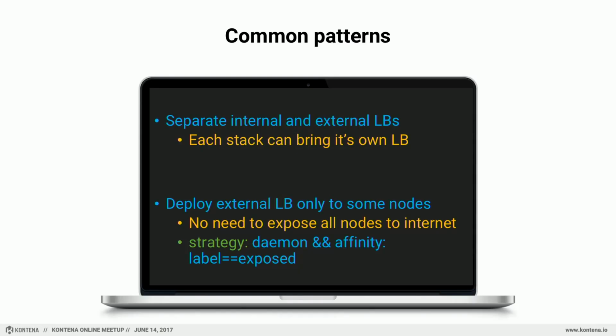Also, as the load balancer is just another service, it of course uses the deployment strategies and affinity rules. So for example, I could run the load balancer with the daemon strategy, which makes Kontena deploy the load balancer to each of the nodes. But then if I also specify affinity rules to follow the label exposed, it means that there is always going to be one instance of the load balancer running on all the nodes that are labeled as exposed. So it gives you quite a good flexibility on the deployment of the load balancer itself.